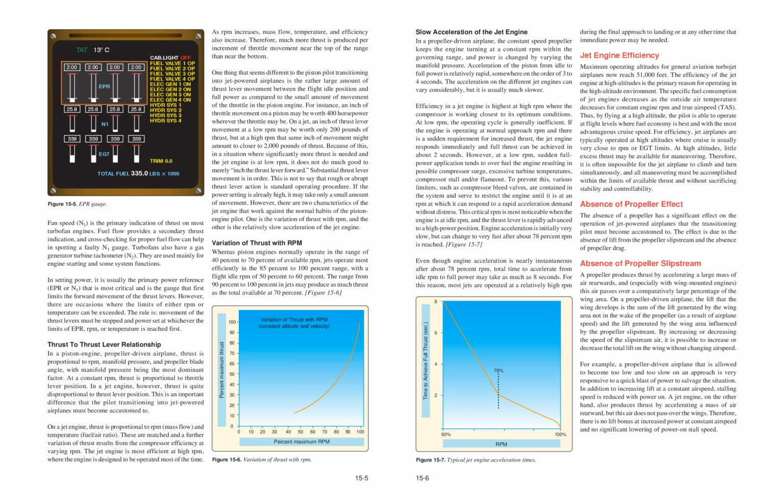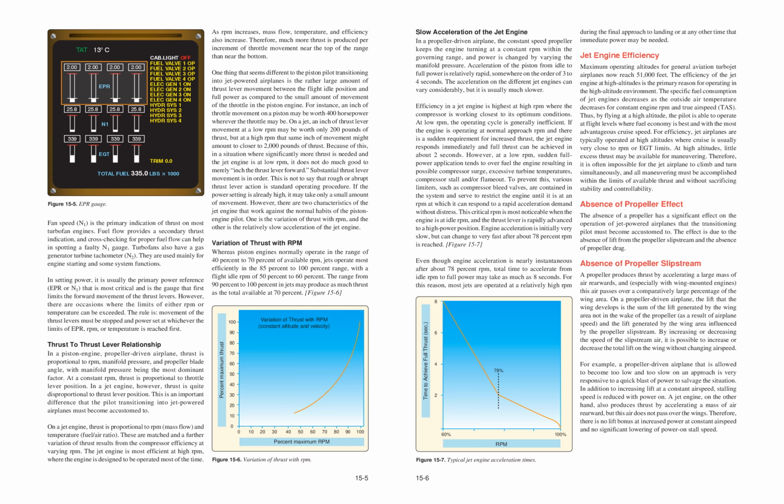Absence of propeller effect. The absence of a propeller has a significant effect on the operation of jet-powered airplanes that the transitioning pilot must become accustomed to. The effect is due to the absence of lift from the propeller slipstream and the absence of propeller drag. Absence of propeller slipstream. A propeller produces thrust by accelerating a large mass of air rearwards, and, especially with wing-mounted engines, this air passes over a comparatively large percentage of the wing area.